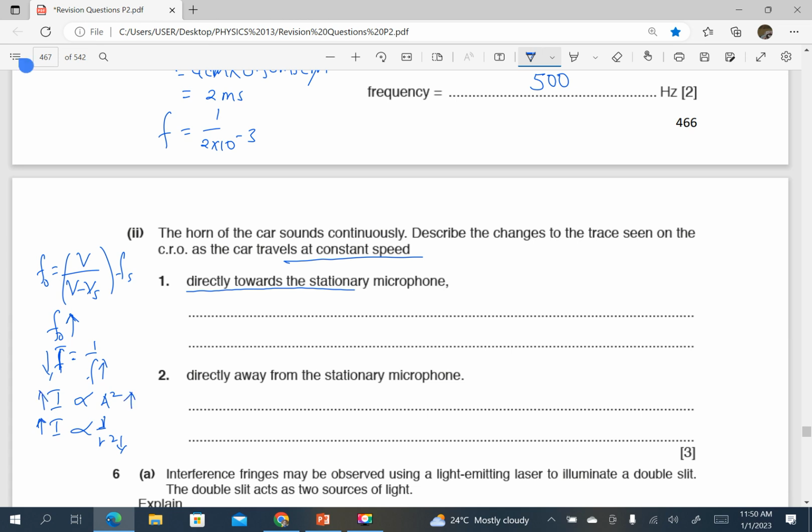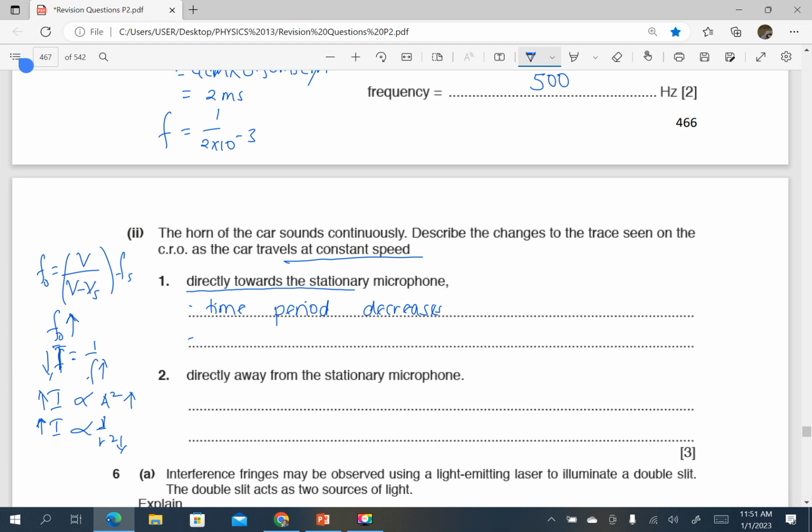So number one, we can say the time period decreases. We have seen why it decreases. Period is inversely proportional to frequency. When it is towards, frequency is higher, the period is smaller. So the time period decreases. In other words, the peaks get closer.